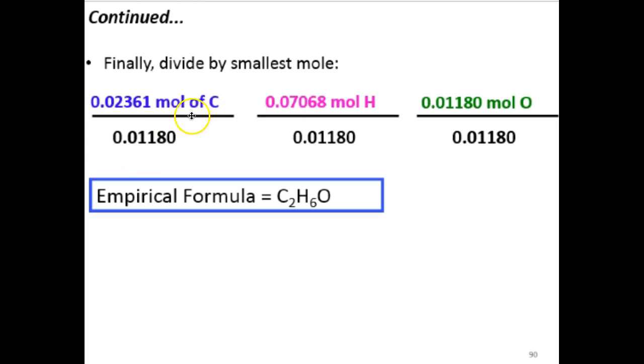Next, what you do is you divide by the least number of moles. So just like we've done for all our empirical formulas, it gives us a ratio of carbon to hydrogen to oxygen of carbon 2, hydrogen 6, oxygen 1.